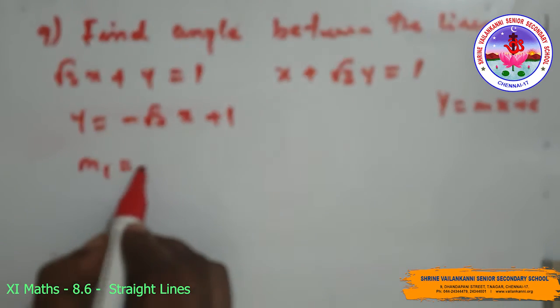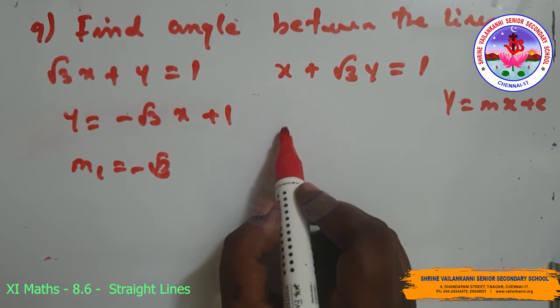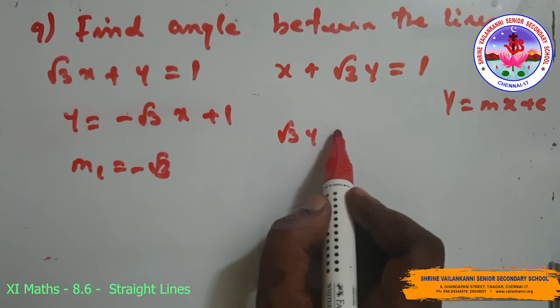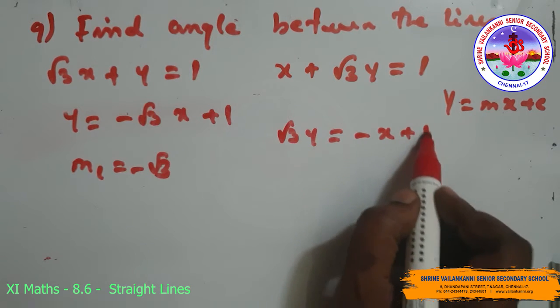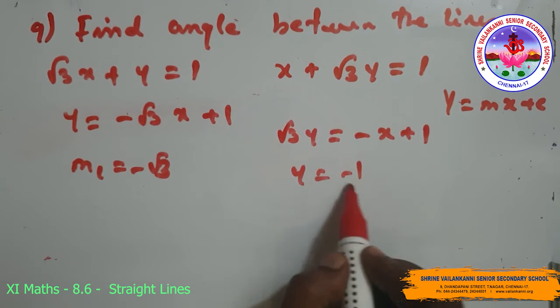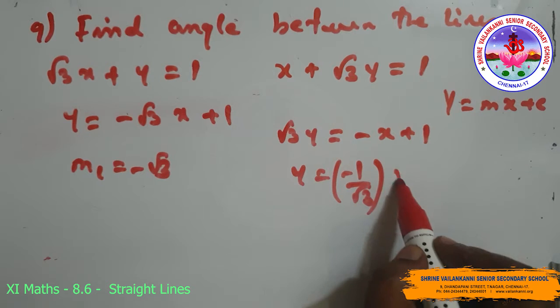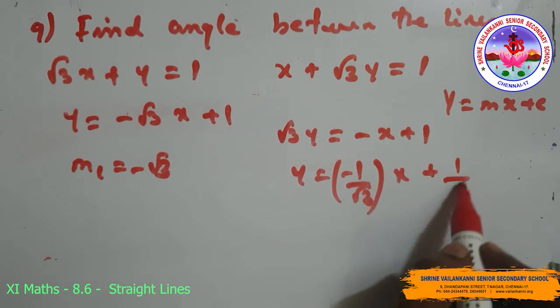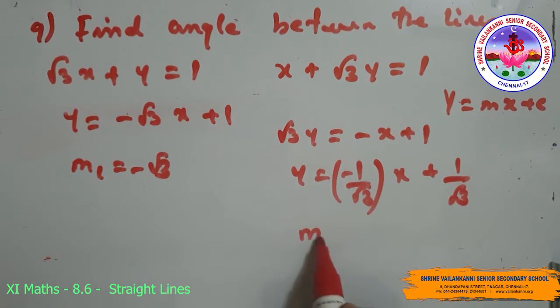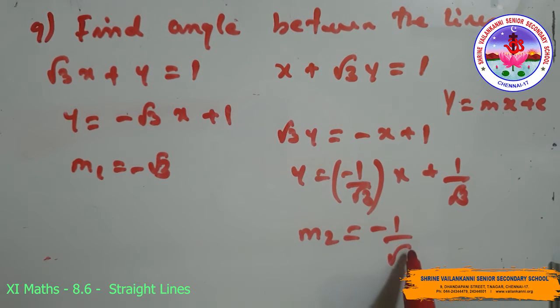So m1 equal to minus root 3. Here root 3 y equal to minus x plus 1. y equal to minus 1 by root 3 of x plus 1 by root 3. Here m2 is minus 1 by root 3.